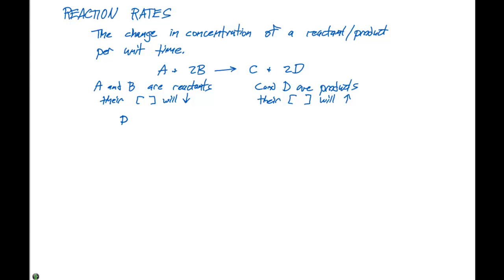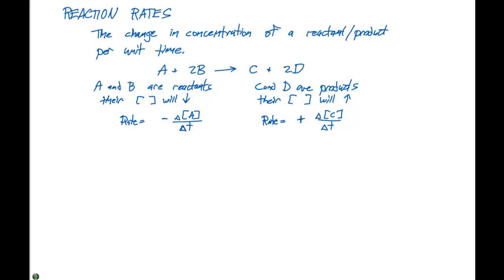So if we wanted to write the rate of the reaction in terms of A, A is going to disappear, so we're going to use a negative change in the concentration of A per change in time. Where if we look over on the product side, we can write the rate as positive change in concentration of C per change in time, because C is going to have a greater concentration as this reaction progresses.